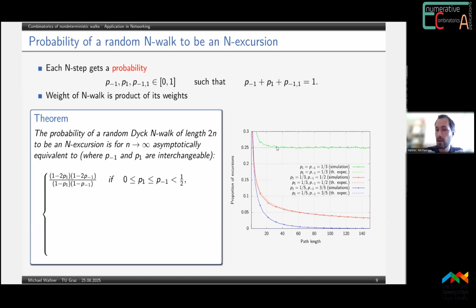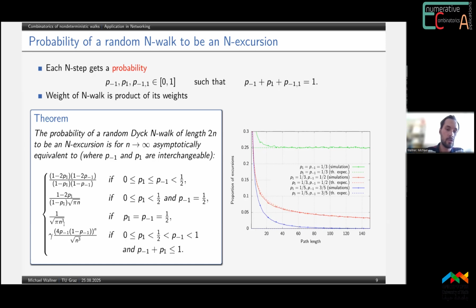Here you see the theoretical results, and there are 3 different behaviors depending on whether these probabilities are less than 1/2. If one of them is equal to 1/2, then you have a behavior like square root of n. If both of them are 1/2, this is the classical Dyck paths, so you have the behavior which we all know, n to the -3 over 2. And if one of them is less than 1/2 and one of them is bigger than 1/2, then you have an exponential decay and a polynomial correction. And these are the 3 terms which you see here. But this was one motivation to do this.